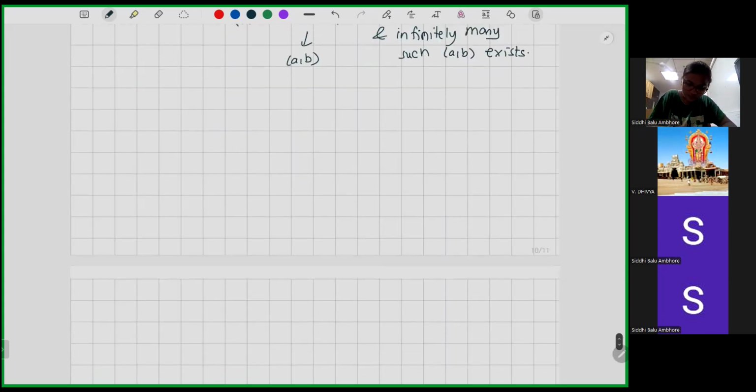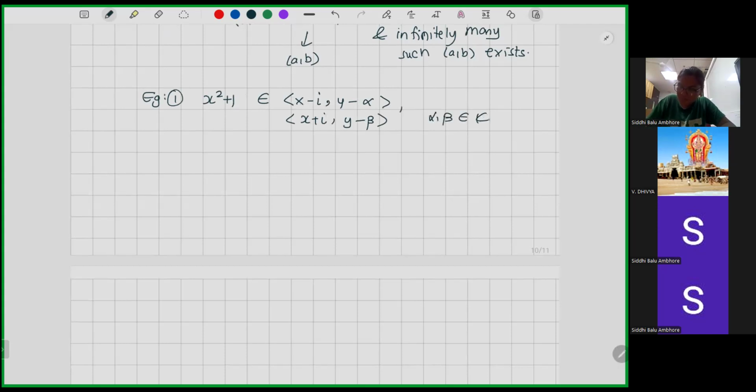Just for example, consider x square plus 1. In C[x, y], this belongs to the ideal (x minus i, y minus alpha), and also (x plus i, y minus beta), where alpha, beta belong to C. I can vary this alpha and beta as much as I want, right? And then (i, alpha) or (minus i, alpha) are zeros of this x square plus 1, right?